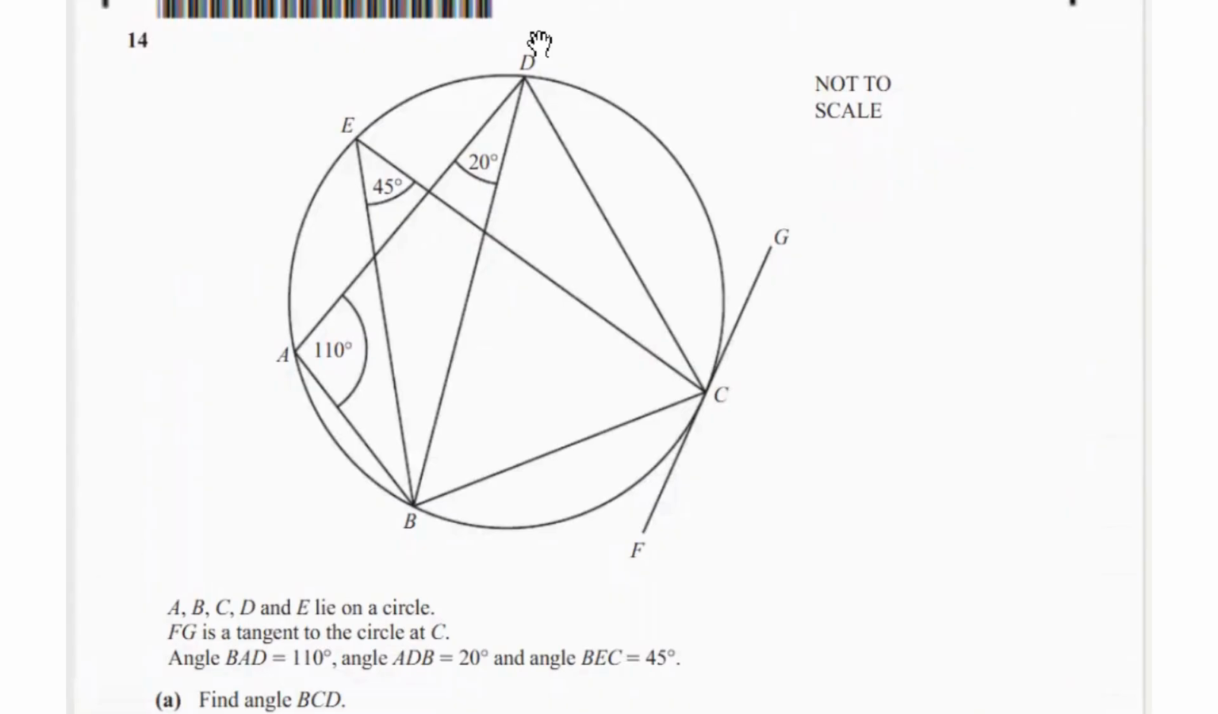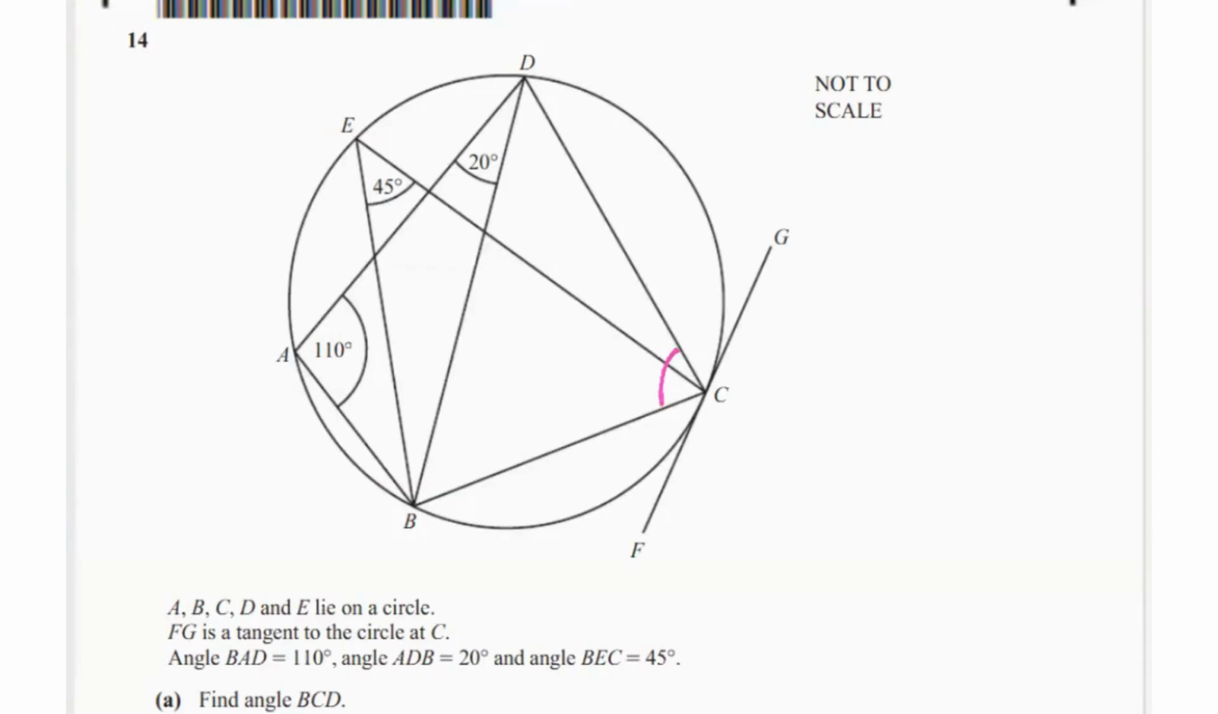Question 14 says A, B, C, D, and E lie on a circle. FG is a tangent to the circle at C. Angle BAD is 110 degrees, and angle ADB is 20 degrees, and angle BEC is 45 degrees. Find angle BCD.